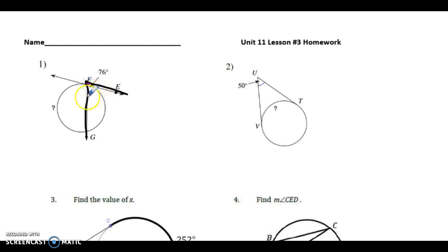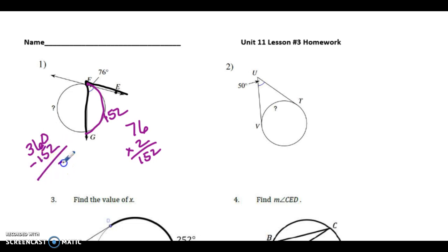So this angle, 76, is half of the intercepted arc, and the intercepted arc is this arc. So to get that arc, you would do 76 times 2, which is 152. And then to get this arc where the question mark is, you just need to know that all the way around the circle is 360. So 360 minus 152 should give me that question mark arc. So you're going to finish that up.